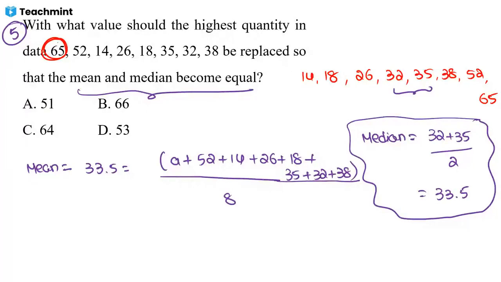When you perform these calculations, multiply with 8 here. If you multiply with 2, this is 67. 67 into 4 is 268. Here, 14 and 26 is 40. 32 and 38 is 70. We have 110. 52 and 18 is 70. 110 and 70 is 180, plus 35 is 215. So A must be equal to 53, option C.